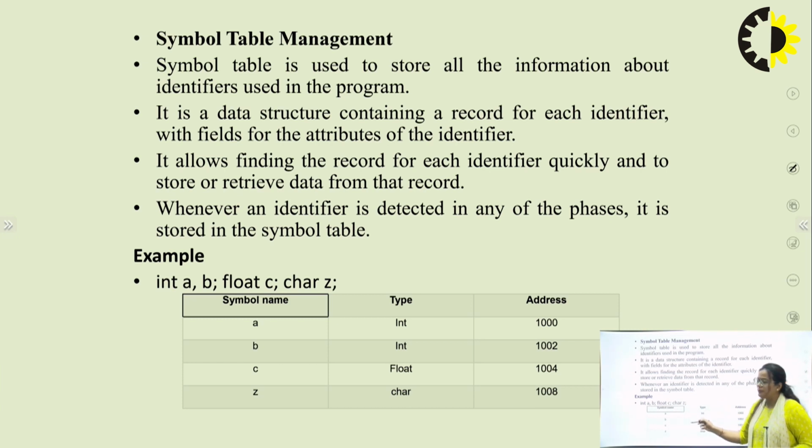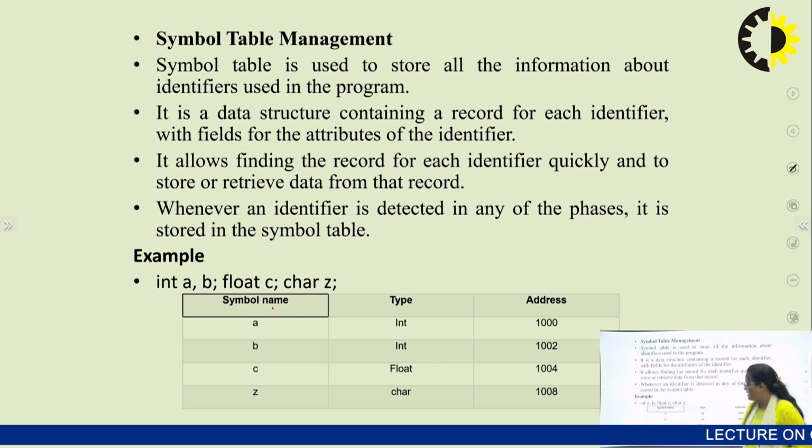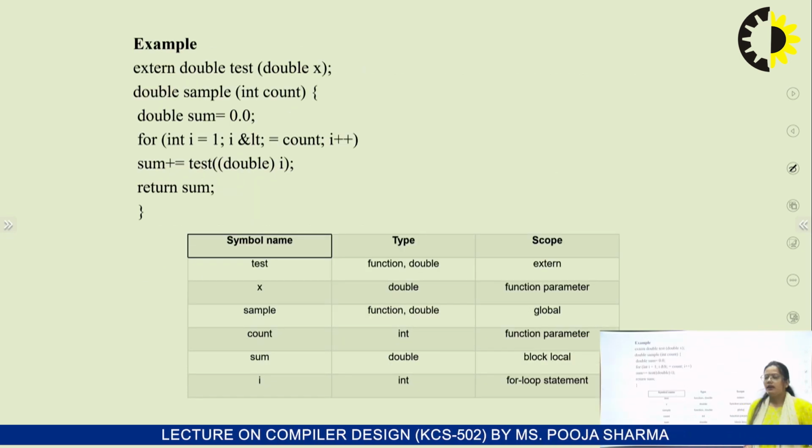This is an example of a symbol table. Int A comma B, then float C, semicolon, then char Z. Then the symbol table has the token, type and address. A is of type int, and address 100: A will be stored at address 100. B is also an integer, stored at 1002, because an integer takes 2 bytes. C is a float, and a float takes 2 bytes, so 1004, and Z is a char at 1008. Okay, this is an example.